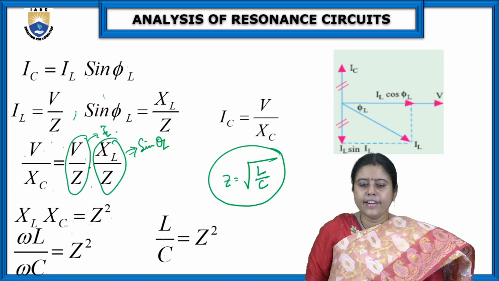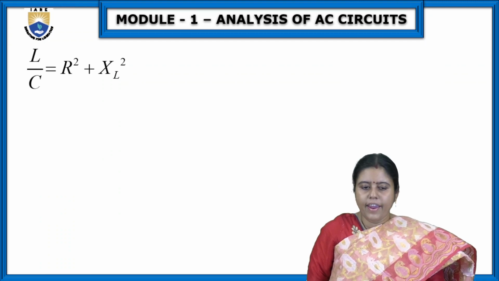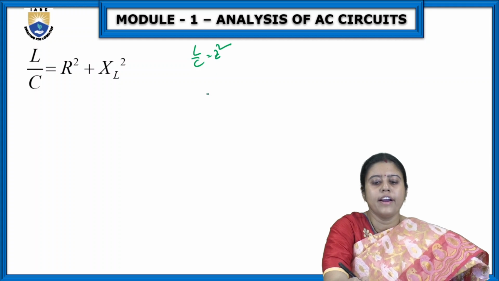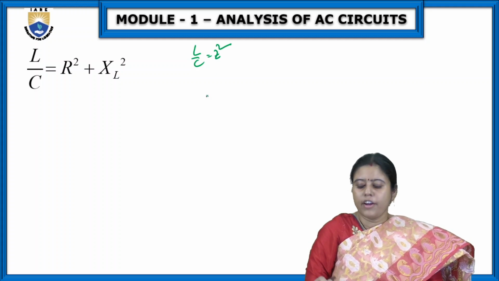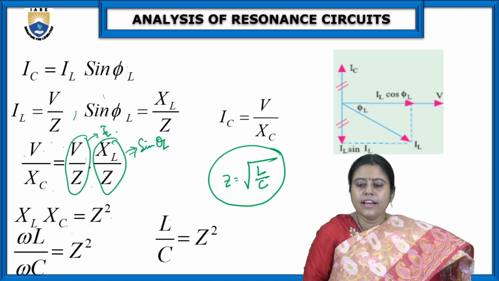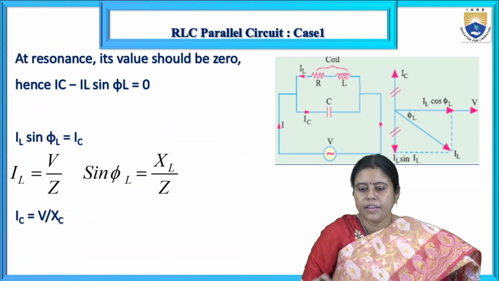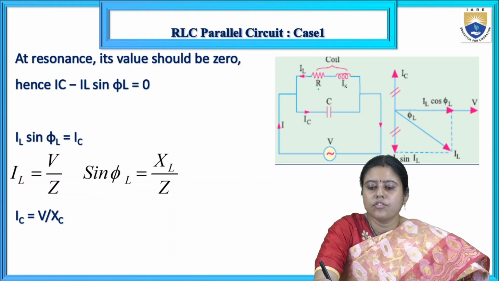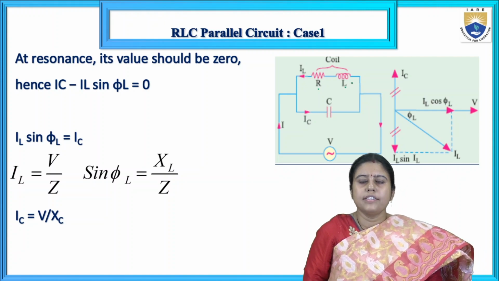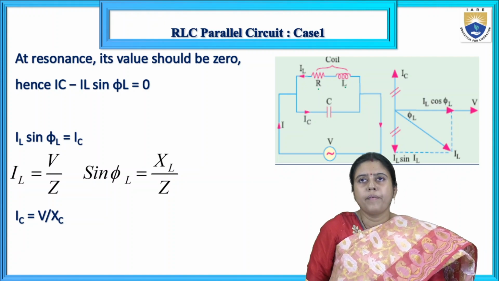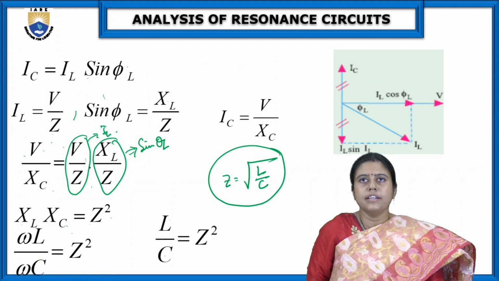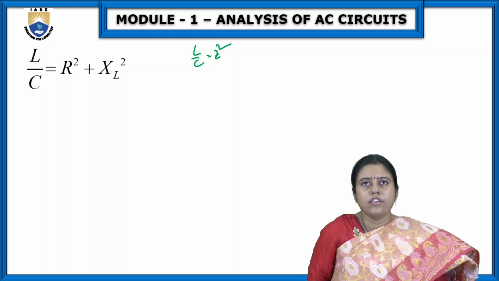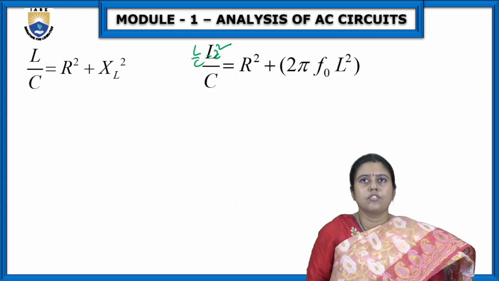So we can write again, we got L by C is equal to Z square. So what is the meaning of Z square? Here Z is the impedance. What is Z? Z square is R square plus XL square. We are using this value here. So L by C is equal to R square plus XL square.